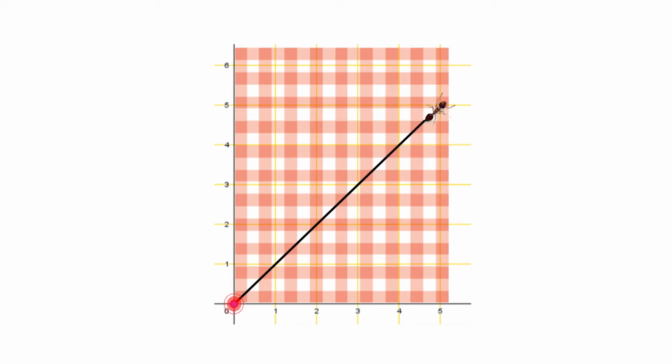The ant is at the origin (0, 0) when time t is equal to 0 seconds, at the point (1, 1) when t is equal to 1 second, at the point (2, 2) when t is equal to 2 seconds, and so on. Now our aim is to obtain the path traced by the ant.